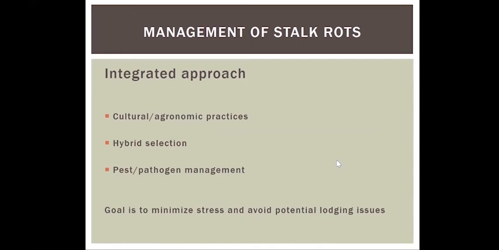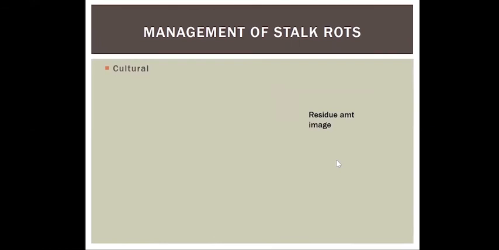Cultural agronomic practices, okay, hybrid selection, pathogen management. We want to be minimizing the stress, especially around that tasseling and grain fill period, to minimize our issues with lodging due to the stalk rot syndrome and some of the processes that I described earlier. So we want to avoid excessive plant populations. Whatever your region is, whatever your land can support, whatever your agronomists or CCAs recommend, that's what you want to be going with. Try to avoid overdoing it with our populations.